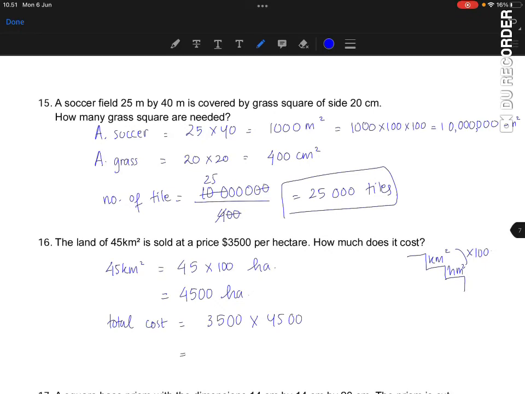You have 40, and then after that 35 multiplied by 45. Okay, hold on. 35 multiplied by 45, it's 1,575. Oh, so $15,750,000. Wow, a lot of money here. Right. Move on to number 17.